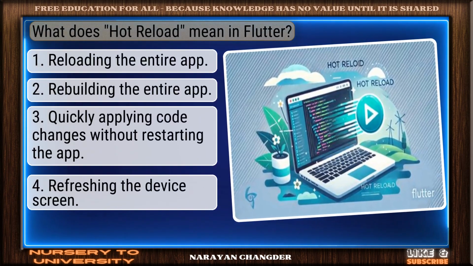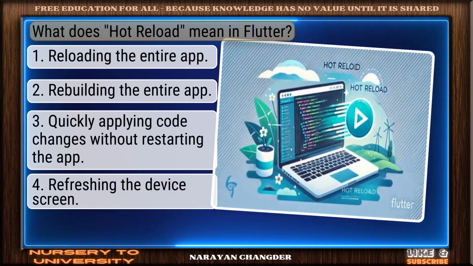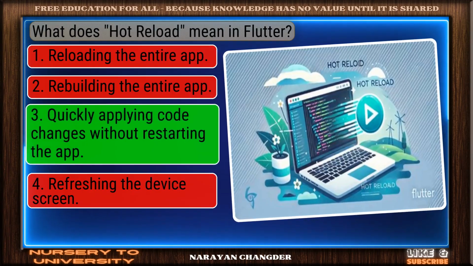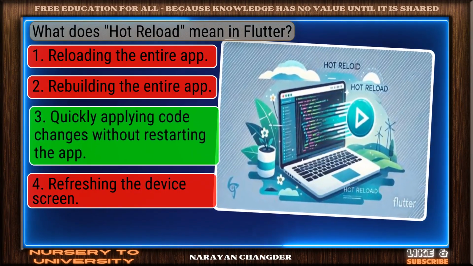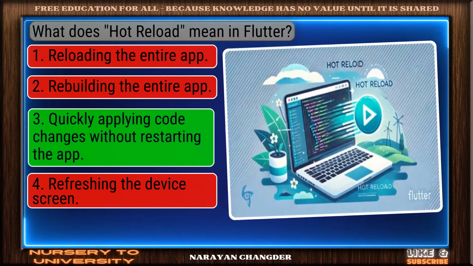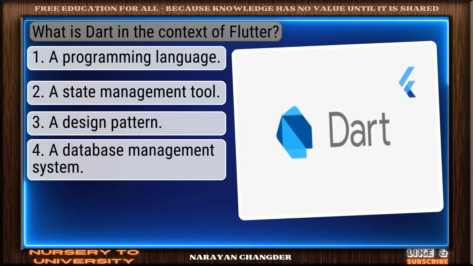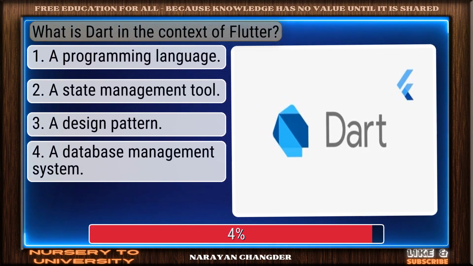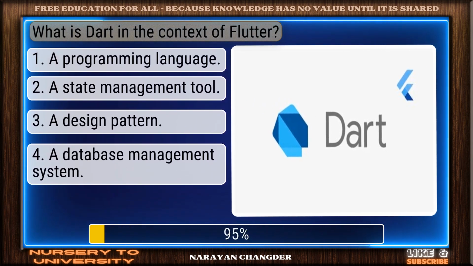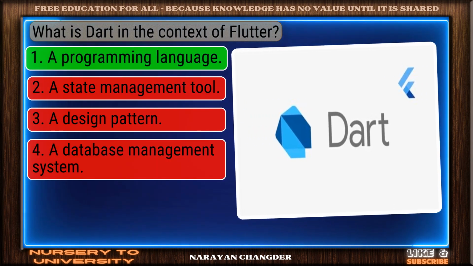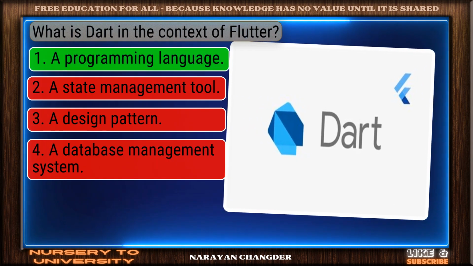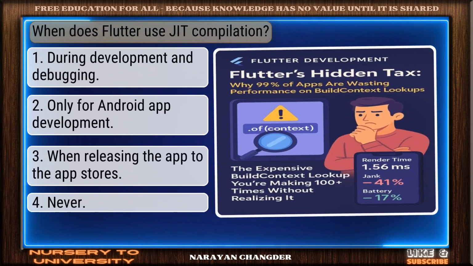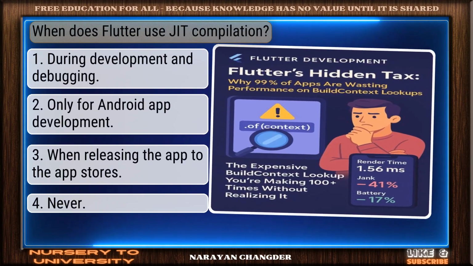Question number 37. What does hot reload mean in Flutter? On track. Quickly applying code changes without restarting the app is the correct answer. Question number 38. What is Dart in the context of Flutter? Smart pick. A programming language is the correct choice. Question number 39. When does Flutter use JIT compilation?